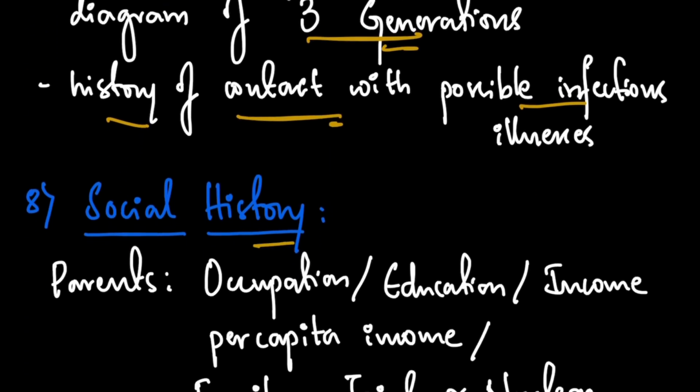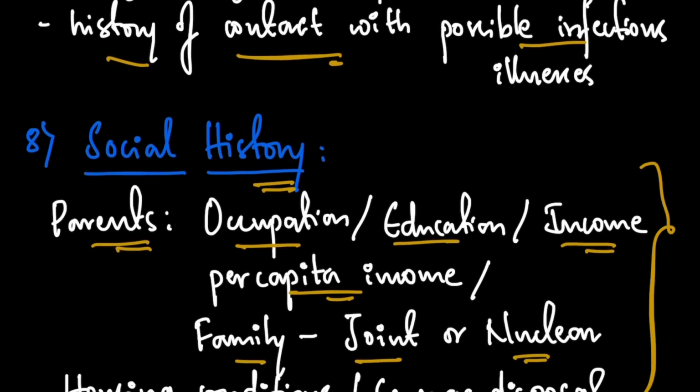Then we'll go to the social history, and in this we will ask about the parents' occupation, their education, income, per capita income, and whether the family is joint or nuclear. We'll also ask about the housing conditions, sewage disposal, water source, as well as social and cultural practices to determine whether there is a social cost for the illness of the child.